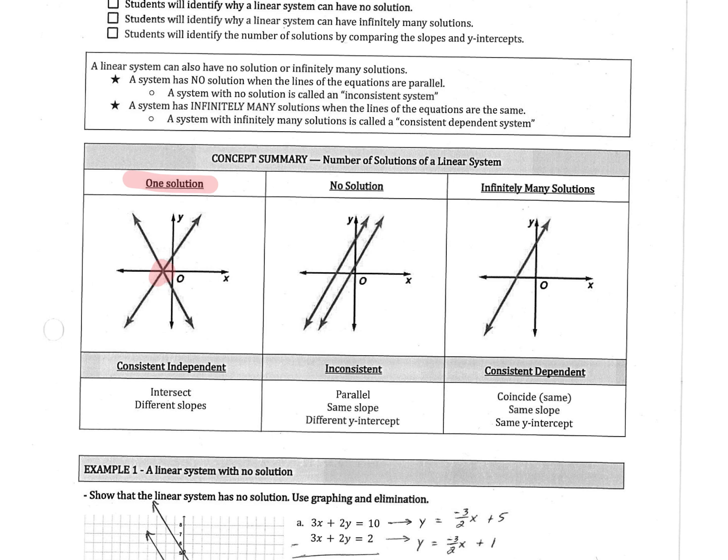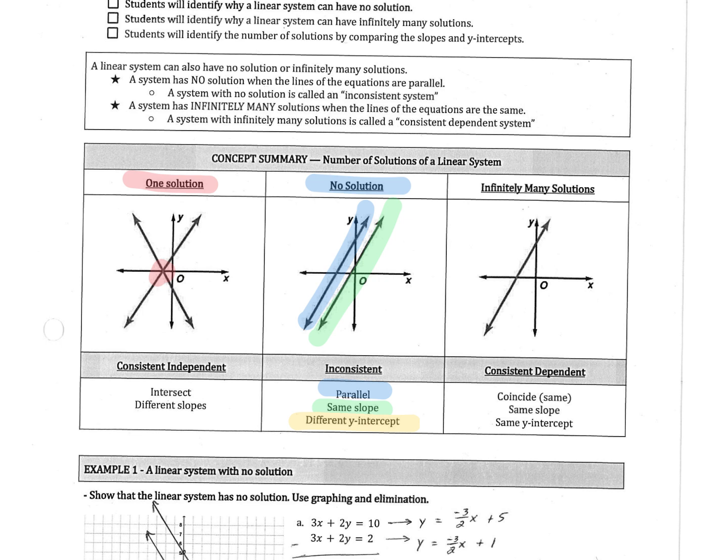Another type of solution is when there's no solution. That's when the 2 lines are parallel. Parallel lines will never cross. Okay, they will never cross. And what we like to say is that they have the same slope. That means they go the same direction, but they have different y-intercepts.